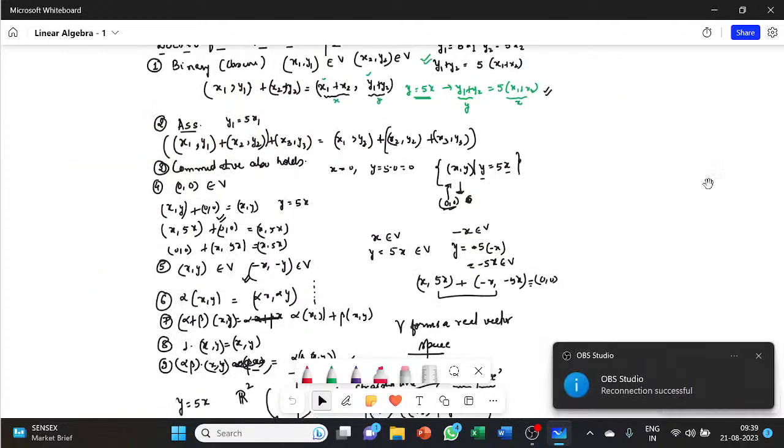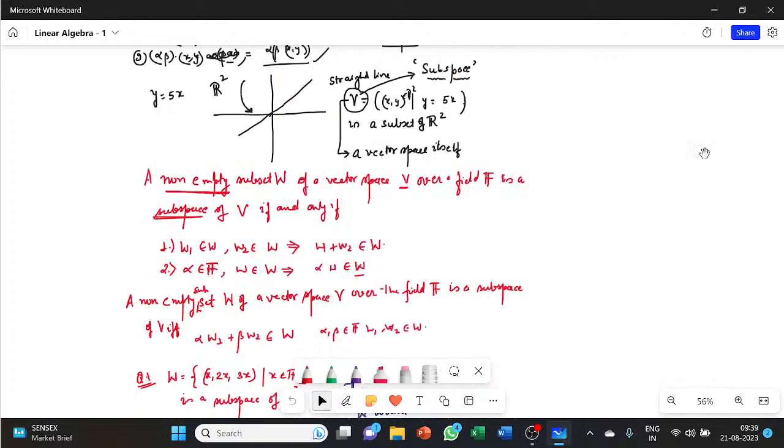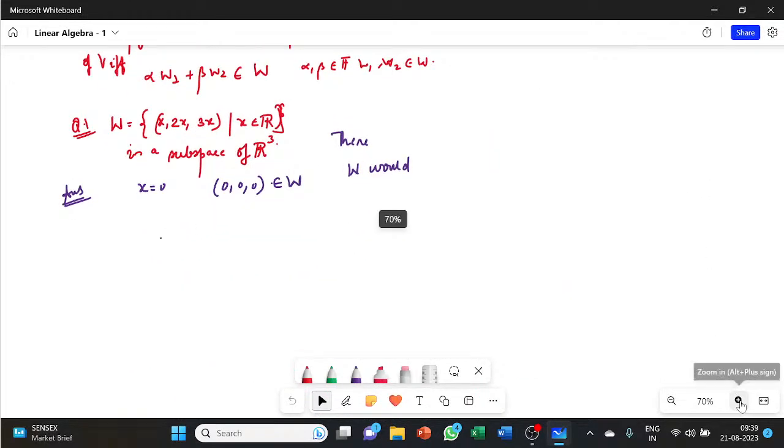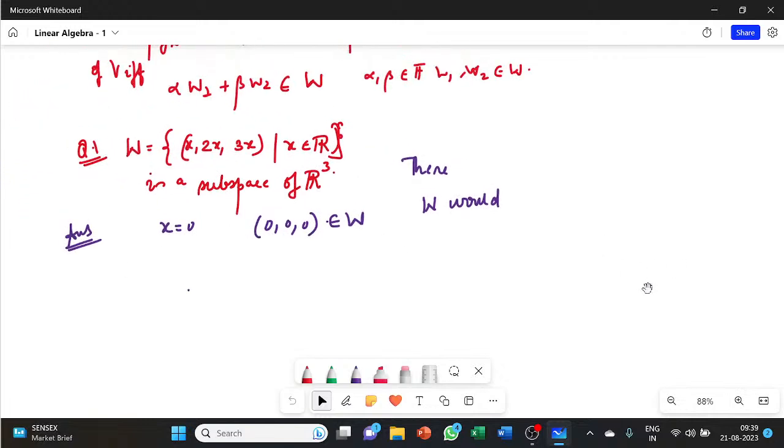Second, we were doing a question where we were saying that W is equal to (x, 2x, 3x), where x belongs to R. So what sort of elements would it represent? It will be like (1, 2, 3), or (2, 4, 6), and such elements will be there. So clearly these are elements in R cube, yes or no? These are elements in R cube only.